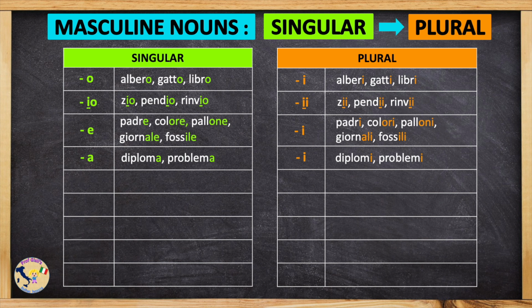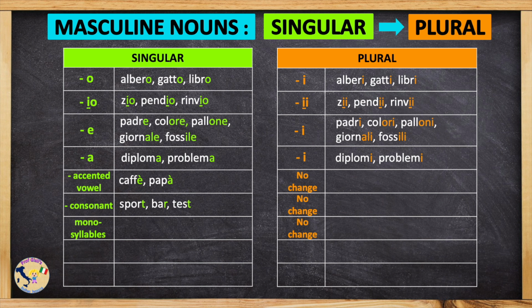Italian singular masculine nouns ending with an accented vowel, a consonant, or nouns that are monosyllabic do not change in the plural. So words like caffè, papà, sport, bar, test, re, sci, and new maintain the same form in the plural.